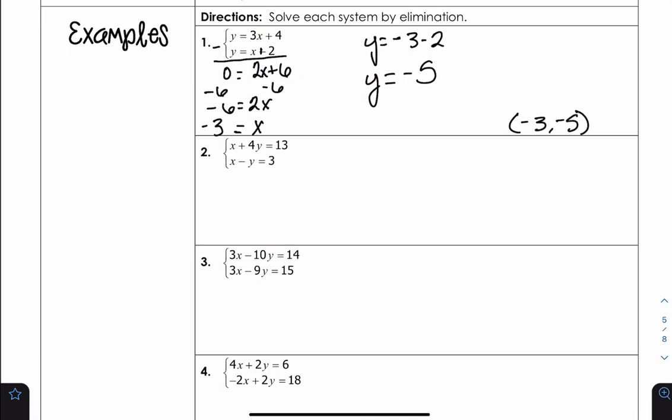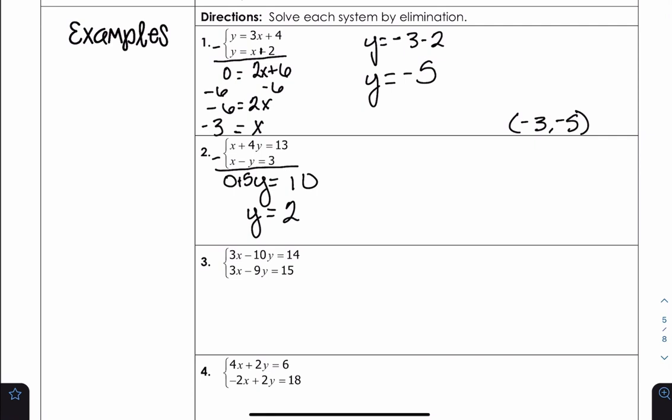Moving on to question 2, we have the system of equations x plus 4y equals 13 and x minus y equals 3. Once again, our x variables have the same coefficient of 1, so we are able to simply subtract this problem. So by subtracting, our x variables will cancel out, our y variable will become 5y, and our coefficient on the end will become 10. So 5y equals 10 simplifies to y equals 2.